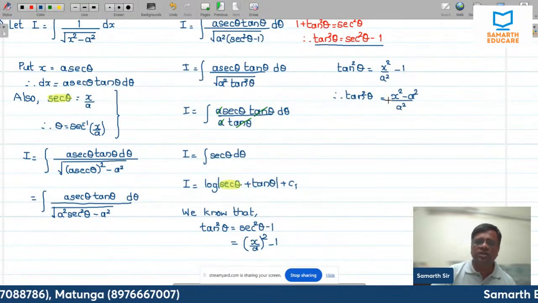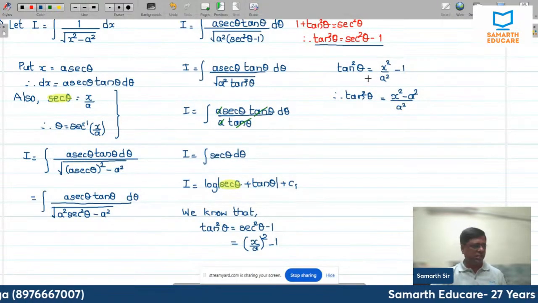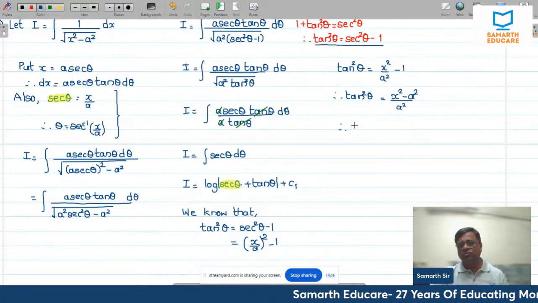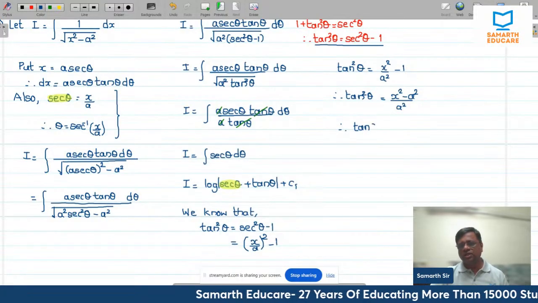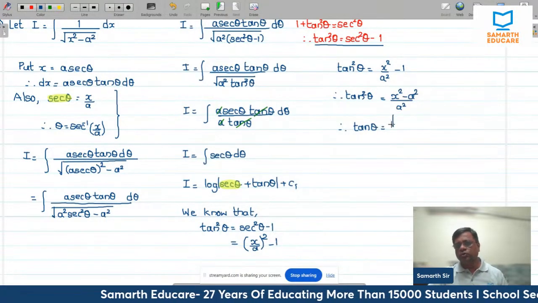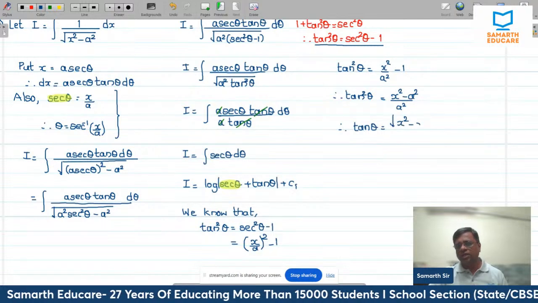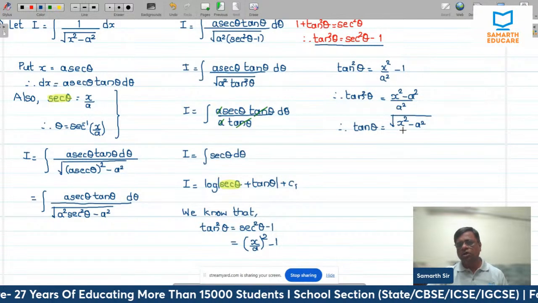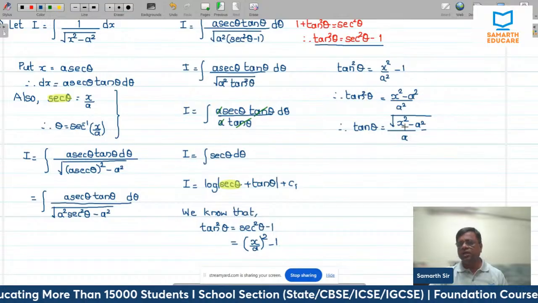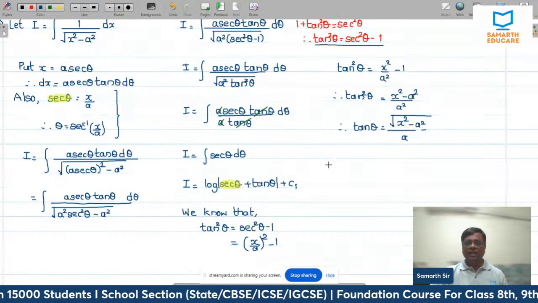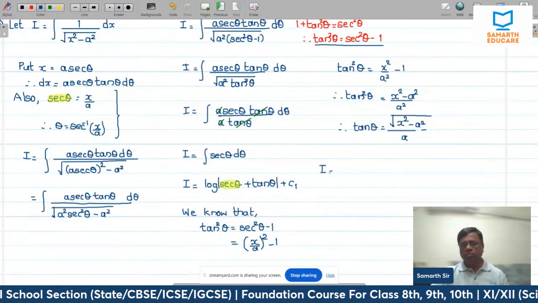This is one of the ways जहाँ पे दिमाग लगाने की जरूरत नहीं है. I think this will be fine for you. Hence, I am not showing the second method. Tan theta is equal to under root x square minus a square, so we are taking the root, divided by, here it will be a. Okay, let's rebuild the problem now.